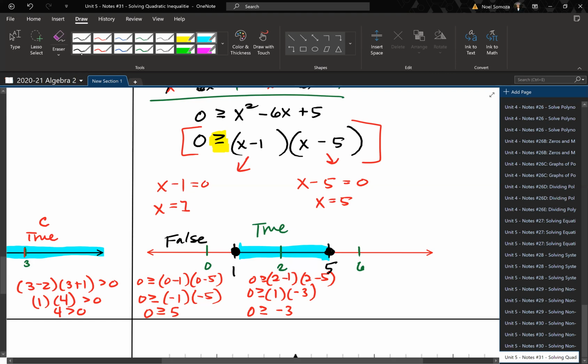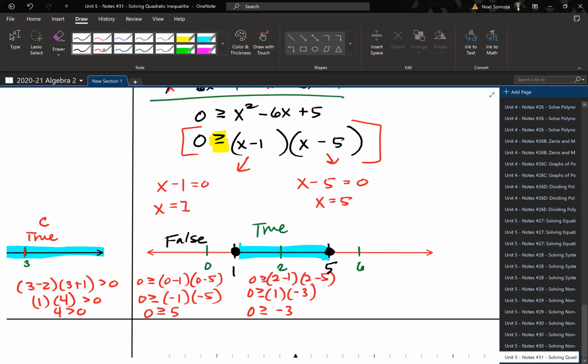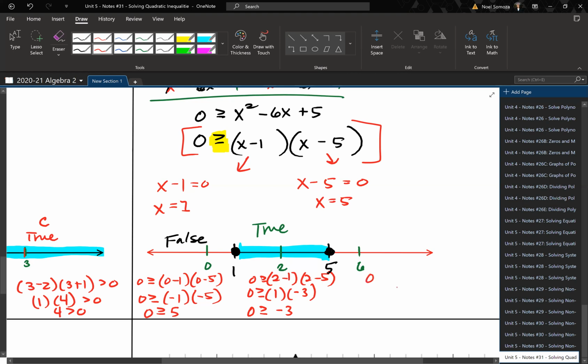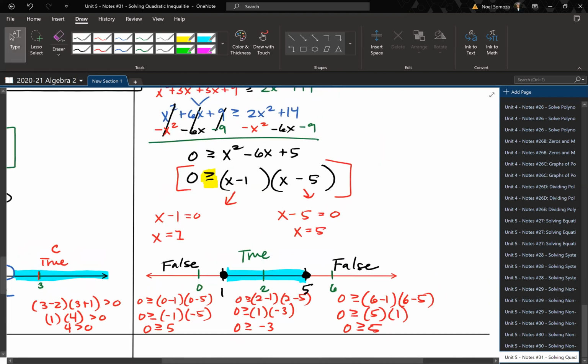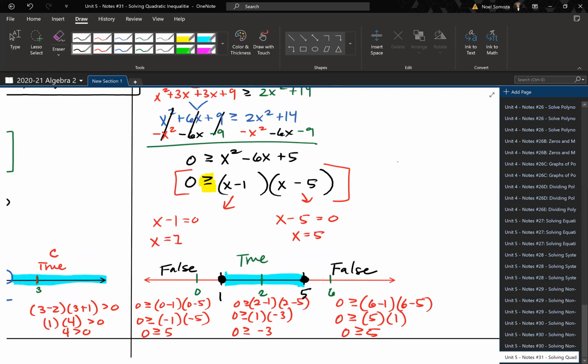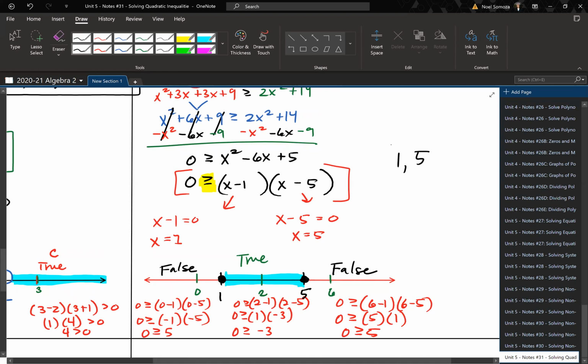And then we test the last one just in case. 0 greater than or equal to 6 minus 1 times 6 minus 5. So 0 is greater than or equal to 5 times 1. 0 greater than or equal to 5. That's a false, right? So that's another false. Therefore, the only interval, the solution interval that we have is the one just between 1 and 5. And we can include 5 and 1 because we have those closed circles there. So then this is what we have as our solution.